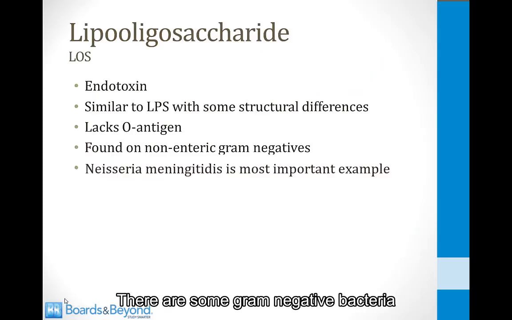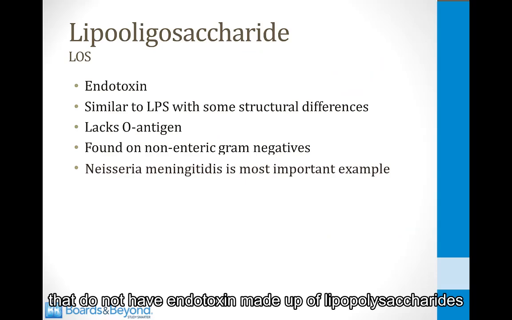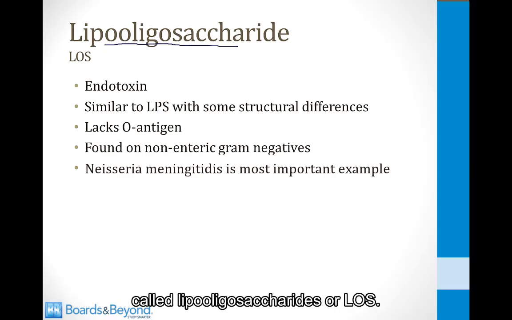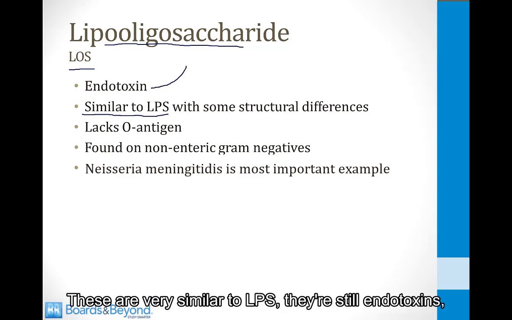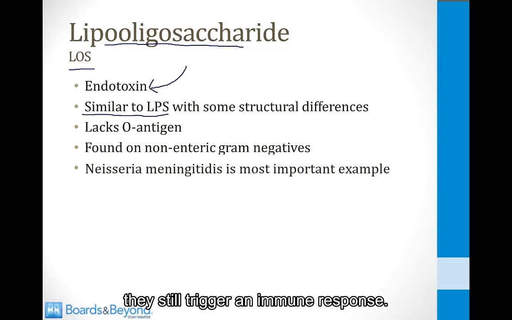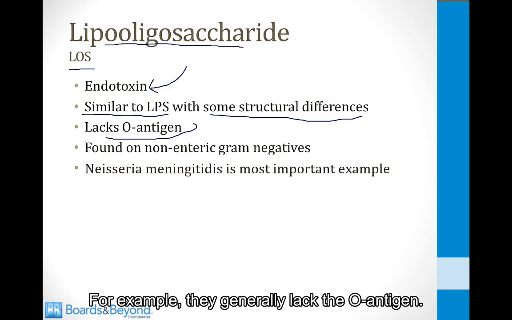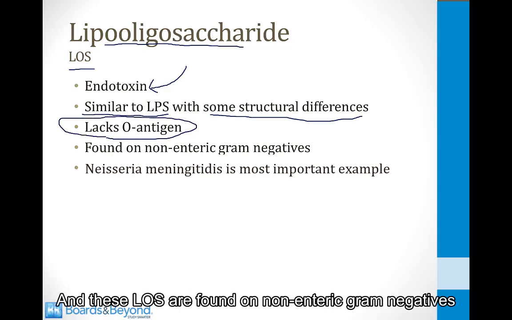There are some gram-negative bacteria that do not have endotoxin made up of lipopolysaccharides, but instead their endotoxins are made up of a compound called lipooligosaccharides, or LOS. These are very similar to LPS. They're still endotoxins. They still trigger an immune response. They just have some structural differences. For example, they generally lack the O antigen. And these LOS are found on non-enteric gram-negatives.